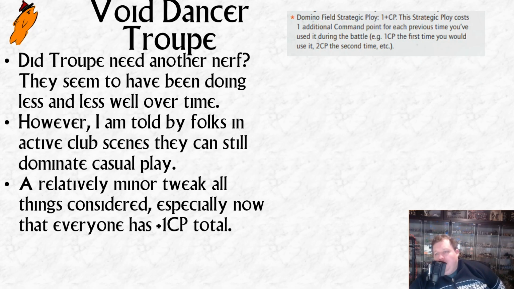Void Dancer Troop. Domino Field, Strategic Ploy, 1 plus CP. It costs 1 additional command point for each previous time you use it during the battle, e.g. 1 CP the first time you would use it, 2 CP the second time you would use it, and so on. I did ask the question in my Discord, do Troop really need another nerf?